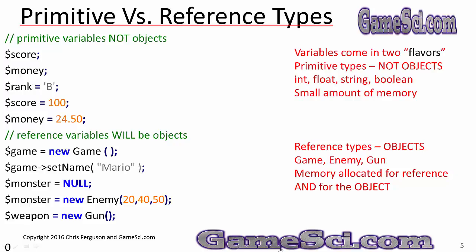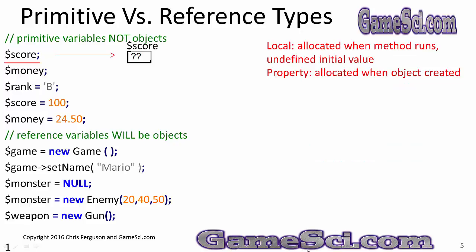Primitive types, which are not objects, int, float, string, boolean, are some examples that we've used already in this class. They generally take a small amount of computer memory. Then the reference types are the objects, things like game or enemy or gun. That means memory has to be allocated for the reference and the object. Remember, objects take a chunk of computer memory, plus they have these reference variables that allow us to access them. So let's trace some code and kind of see the difference between objects and non-objects.